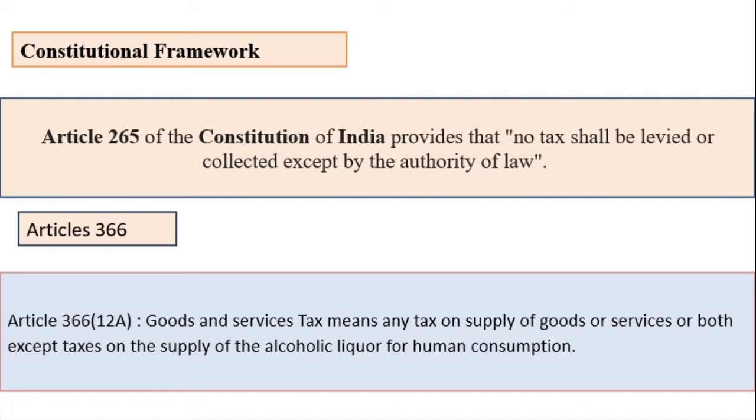यानी इसको अलग अलग स्टेट अपने तरह से उसपे टैक्स लेता है, इसलिए इसपे टैक्स जीएसटी में नहीं लिया जाता. और आर्टिकल में कॉन्स्टिट्यूशन में ऐसी बात बोली है कि अल्कोहलिक लीकर फॉर ह्यूमन कंजम्पशन के अलावा जो भी गुड्स और सर्विसेज है और या दोनों सप्लाई होता है उसपे जीएसटी कलेक्ट कर सकते हैं.